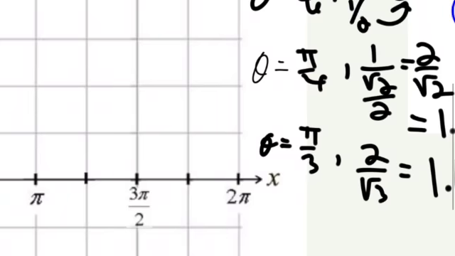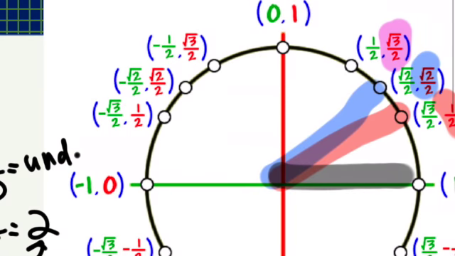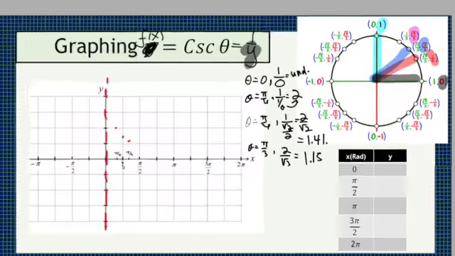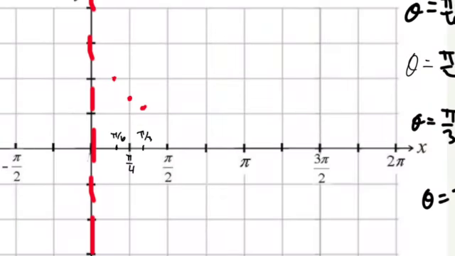Then we go to pi over 2. At pi over 2, what is the reciprocal of our y value? So here's my pi over 2. There's my y value. I'm going to flip it. Well, if you flip 1, you're just going to get 1 again, right? So you're just going to get 1. Let's go ahead and plot 1. So at pi over 2, we've got 1. All right, let's keep going.